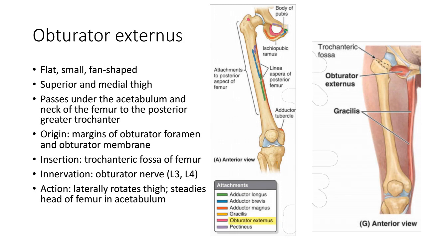The obturator externus is a flat, small, fan-shaped muscle that's on the superior and medial thigh. It passes under the acetabulum and the neck of the femur to the posterior greater trochanter. It originates on the margins of the obturator foramen and that obturator membrane. And then it goes behind the femur and it inserts on the trochanteric fossa of the femur. It's innervated by the obturator nerve, and its action is that it will laterally rotate the thigh and it steadies the head of the femur in the acetabulum.